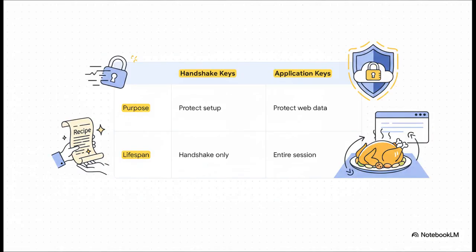So let's just put these two types of keys side by side to make it crystal clear. Handshake keys have one job: protect the setup conversation. And their lifespan? It's incredibly short, just a few milliseconds. Application keys, on the other hand, have the real job: protecting your data for the entire time you're on the website. The analogy here is perfect. The handshake keys secure the exchange of the recipe, while the application keys secure the final meal you cooked with.